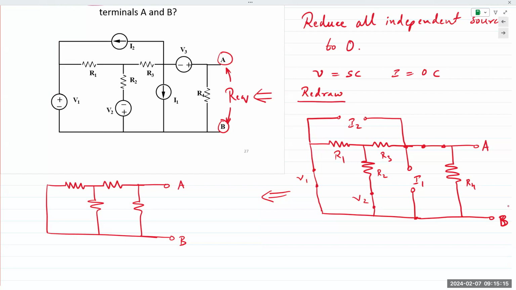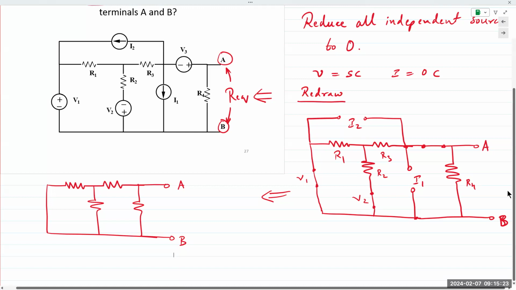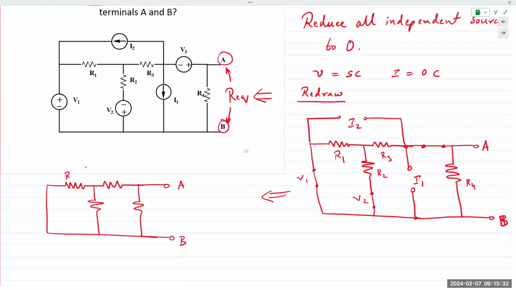So a 10-second pause while you write it down and let me know if you have any questions. 1, 2, 3, 4 resistors accounted for. 1, 2, 3 voltage sources and 2 current sources. Everything accounted for. Make sense? Is the application of the concept clear?